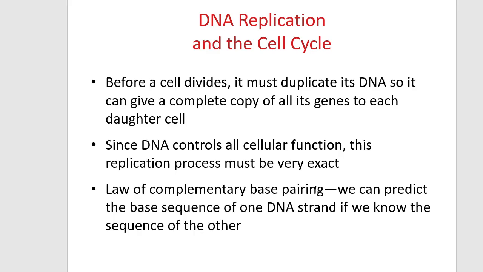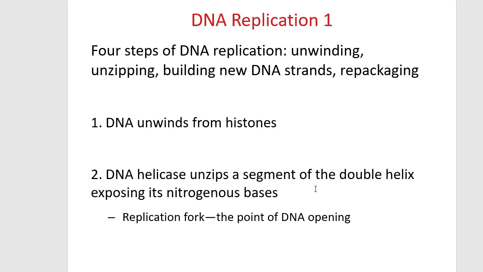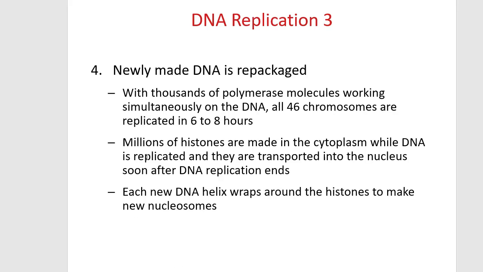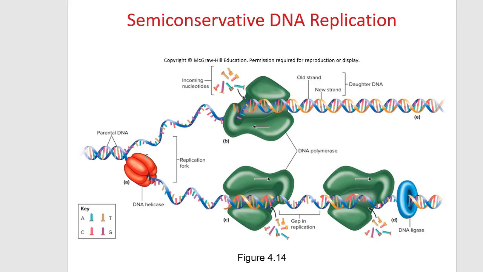Now the fun part that we've done in class, DNA replication and the cell cycle. So before it divides, it has to duplicate. So DNA unwinds from histones, and that is an enzyme called helicase. And I need you to know that helicase. Helicase unzips the DNA because remember, it is a double helix and we need to break it apart. Then we have that polymerase that comes in is going to make sure that it is right to transfer to mRNA. Then we end up with new DNA repackaged.